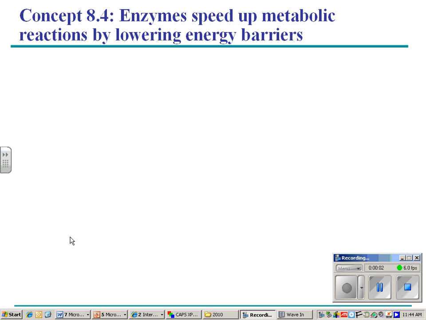The concept is that enzymes speed up chemical reactions in you by lowering activation energy. Okay, and if I give a quick example of lighting a match, I think I have a match over here. I do. How do I light it? How do I light the match?